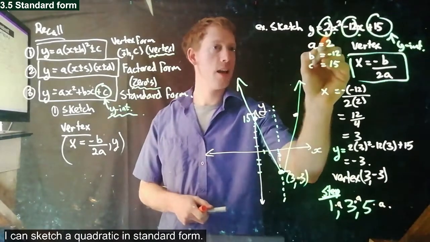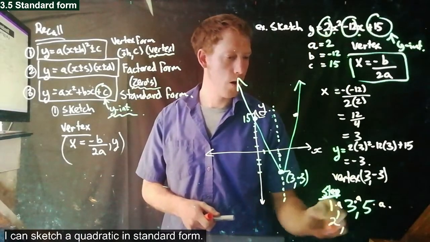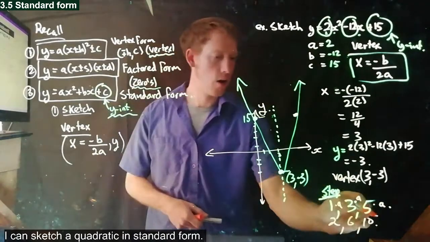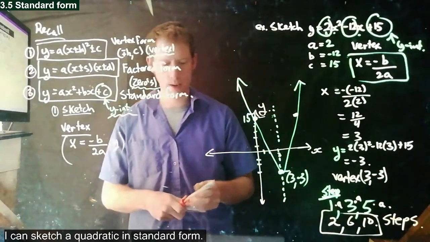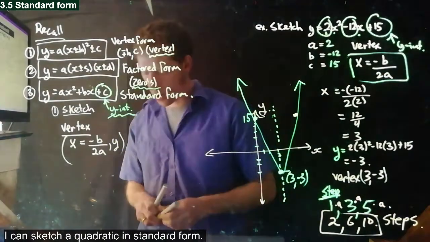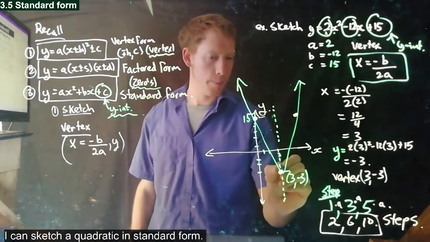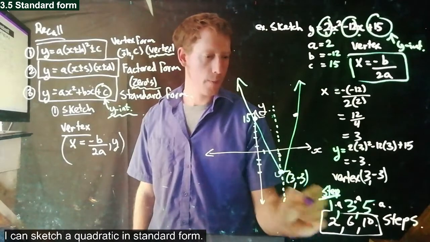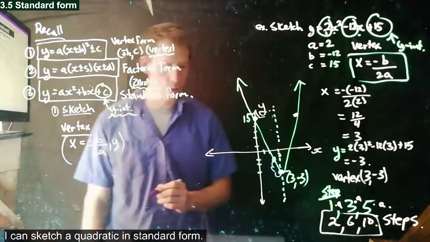In this case, a is equal to 2. So my steps will be 2, 6, 10. 2, 6, 10 are my steps. So if I wanted to find some more points just to verify that my graph's working, it means that if I go over 1 unit, for example, over here, I would go up 2. 1, 2. Oh my goodness, look, that's the point right on the graph.